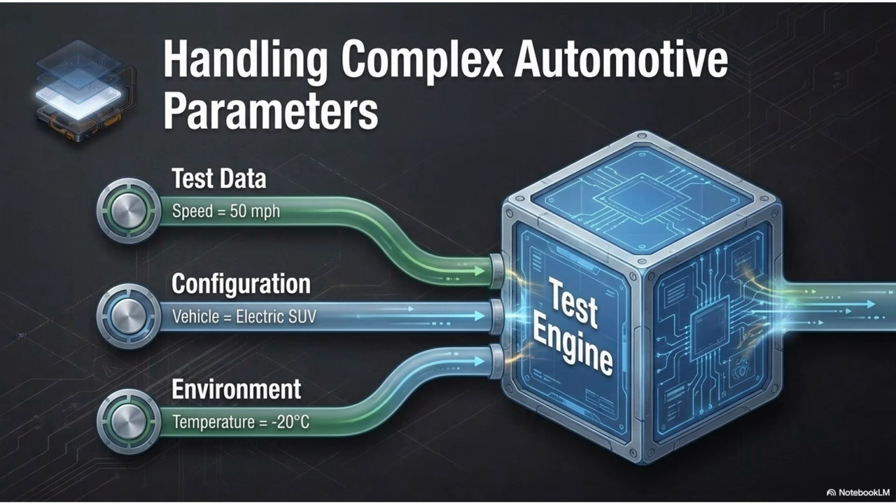Vehicles have thousands of settings and parameters. This layer handles all that information. Instead of burying data inside the code, we manage it separately so we can easily test different car models or regions just by changing the data.